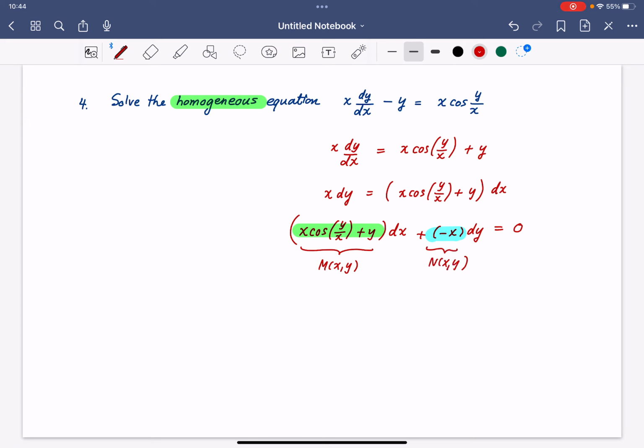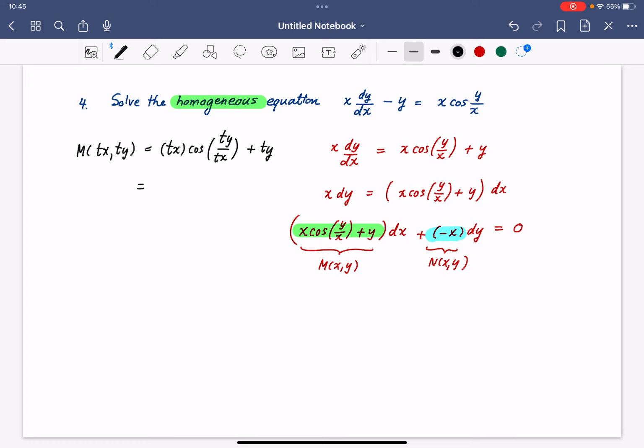Okay, so you have the green one, that is your M. The blue one, that is your N. And now you check that they are actually homogeneous. So M(tx, ty) is actually tx cosine(ty over tx) plus ty, right?